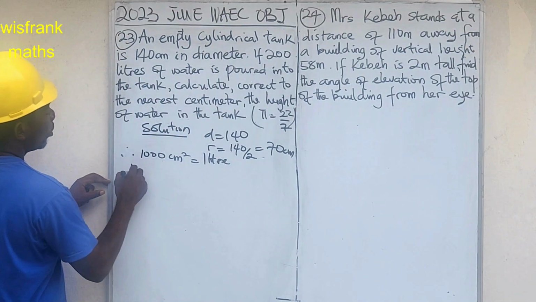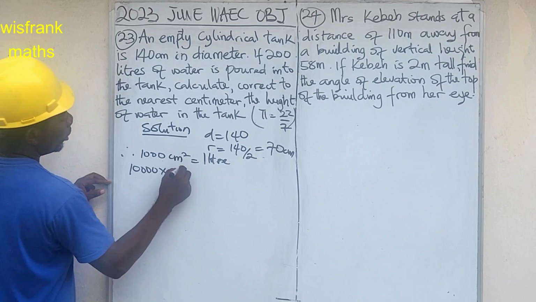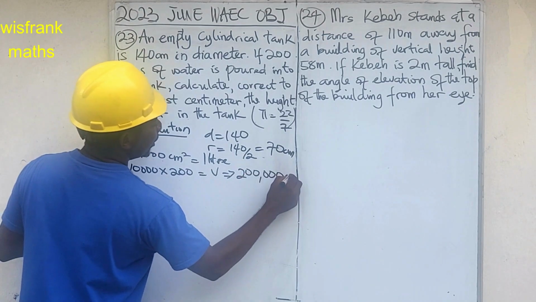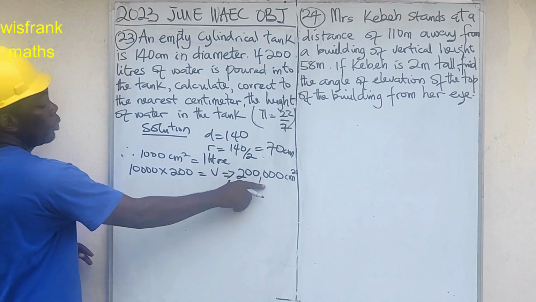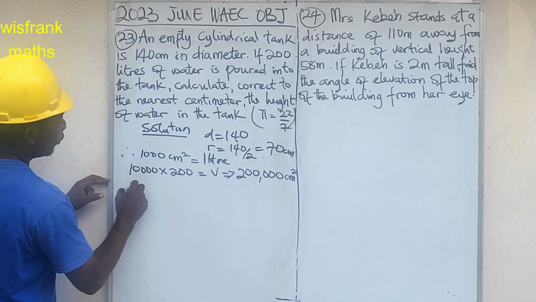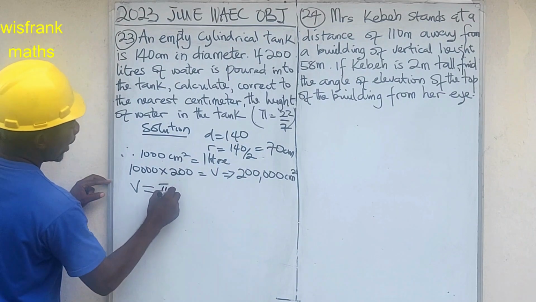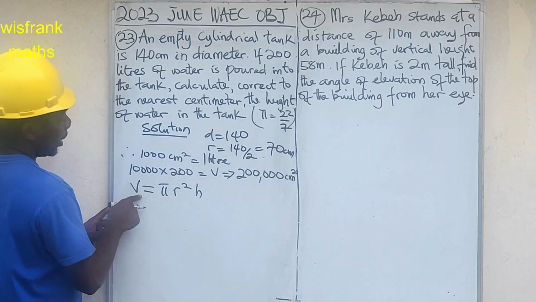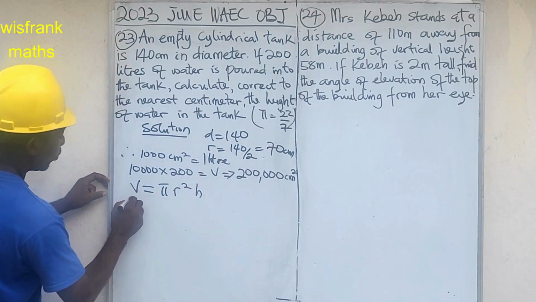So it's going to be 1000 times 200 equals the volume, which is 200,000 cm squared. So that is the volume of the water in the tank. Now, for us to have the height, the formula for the volume is V equals pi r squared h. And we said that our radius is 70, and our volume is 200,000.